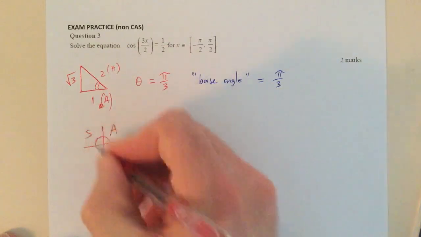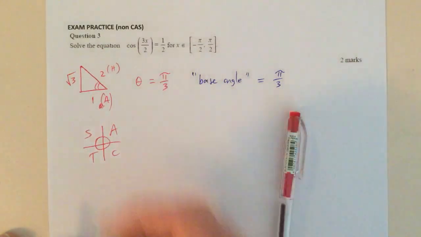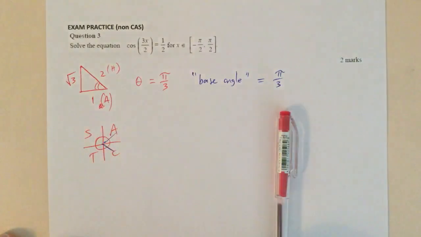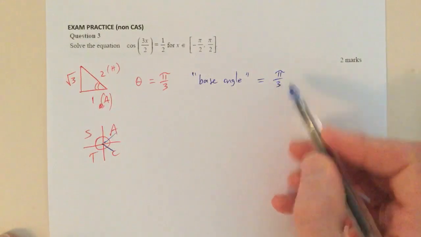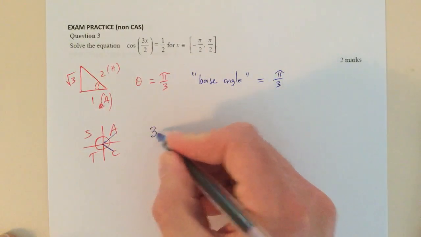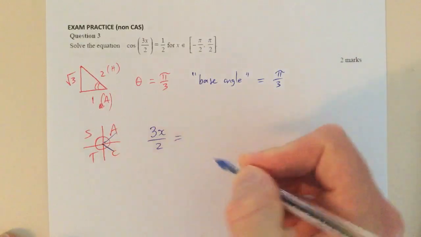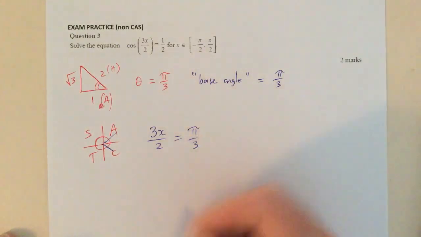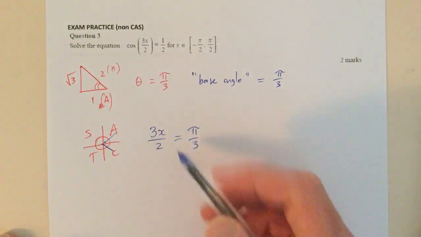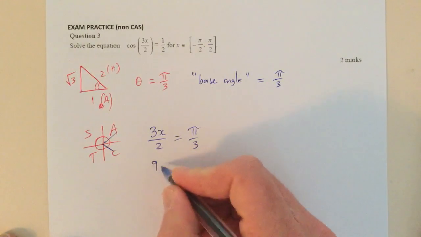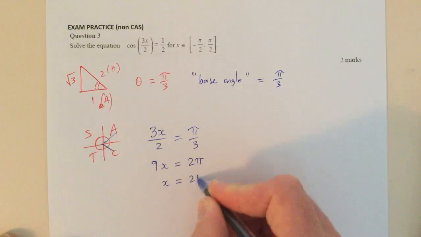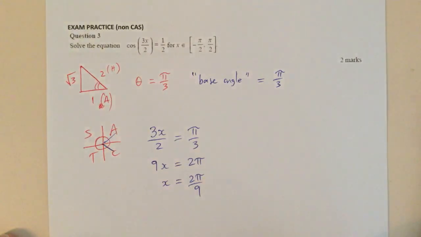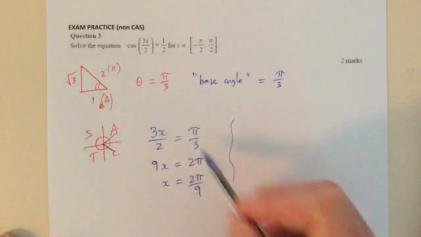So when we look at our 4 quadrants and we're trying to find the quadrants where cos is positive, that's in the first and in the fourth. In the first quadrant, the angle already is pi on 3. So the angle in this question is 3x on 2. 3x on 2 equals pi on 3. Doing a bit of cross multiplying, we can multiply both sides by 2 and multiply both sides by 3. We get 9x equals 2 pi. And therefore x equals 2 pi over 9. So that was our first, from the first quadrant.